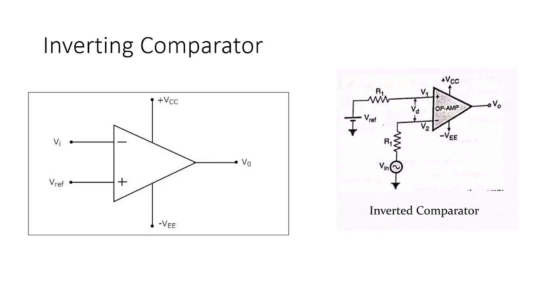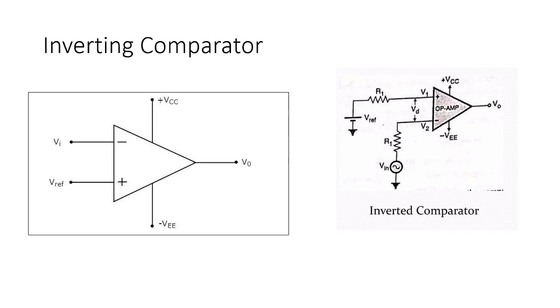Now, first we discuss the inverting comparator. You can see here the diagram for the inverting comparator. In this inverting comparator, the input signal is given to the inverting terminal. So we call this an inverting comparator. And at the non-inverting terminal, the reference voltage, V reference, is given.